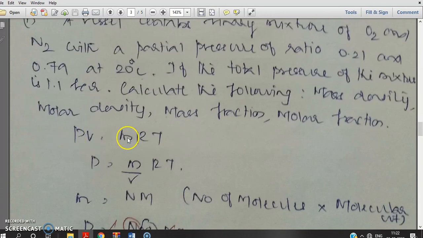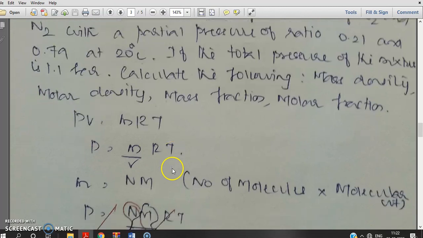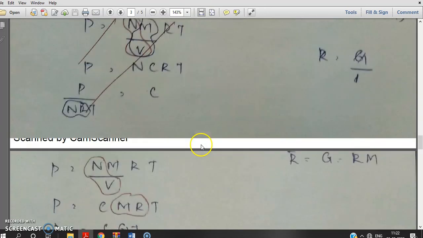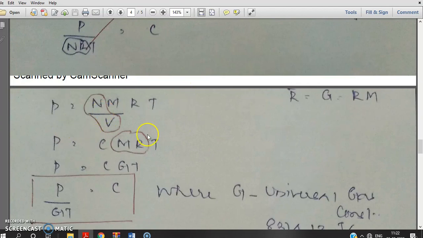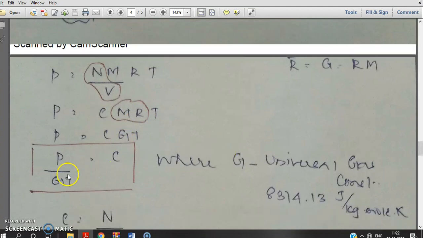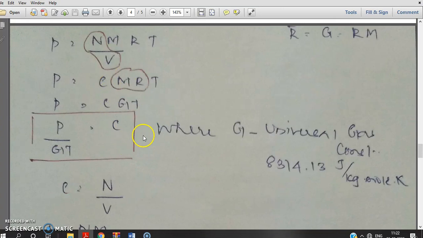As we know, PV equals mRT. From this we can write P equals m by V times RT. So m equals N into M, number of moles into molecular weight. Substituting this, finally we arrive at P equals C times Gt, where R is the gas constant, and G is nothing but the universal gas constant. So C equals P by Gt, that is the formula we arrived at.